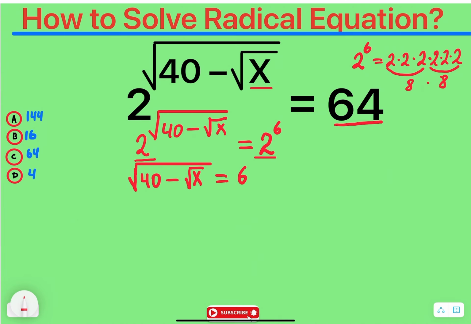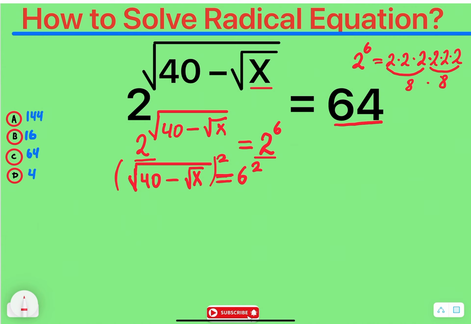Now how can we solve this? We have a radical equals a number. The easiest way is to square both sides. We do it on both sides because we cannot do one side only. We will lose the balance of the equation. Equation means this left side equals the right side. If you do something on the left side, you have to do the same thing with the right side. So on both sides, we square.